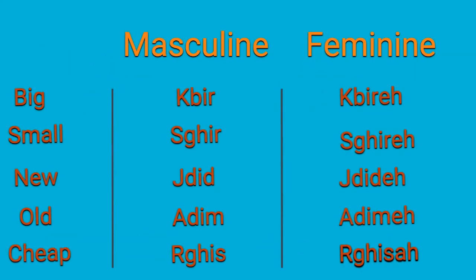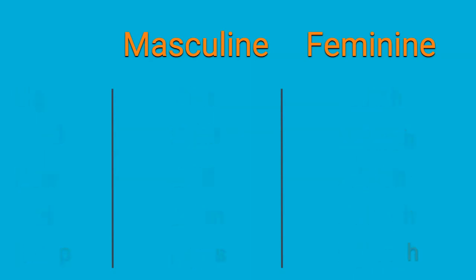Let's repeat that one more time. Kbir, kbire. Sghir, sghire. Jdid, jdide. Adim, adime. Rakhis, rakhisa. Have you noticed the eh and ah in feminine?